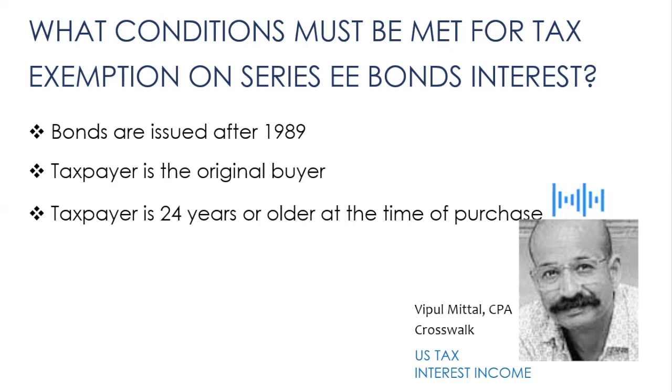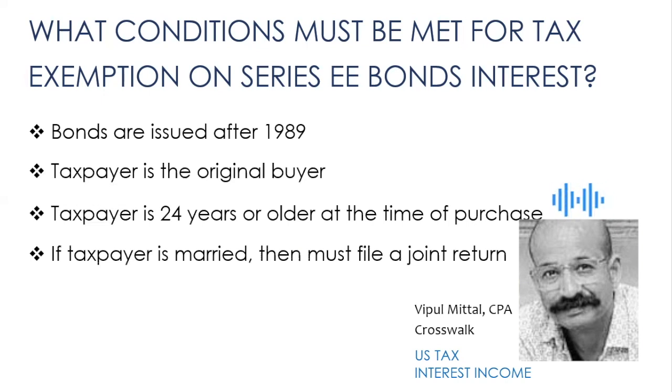Certain conditions must be met so that you may be able to claim exemption on interest on qualified US savings bonds or Series EE bonds. If you are married, then you must file a joint return for that tax year so that you may be able to claim exemption on this interest.